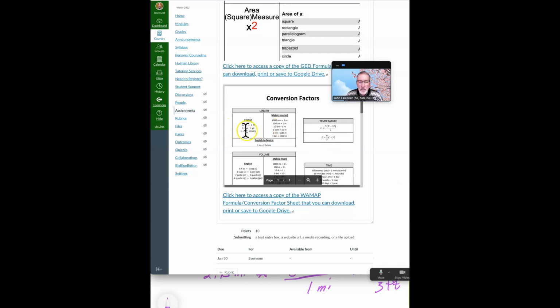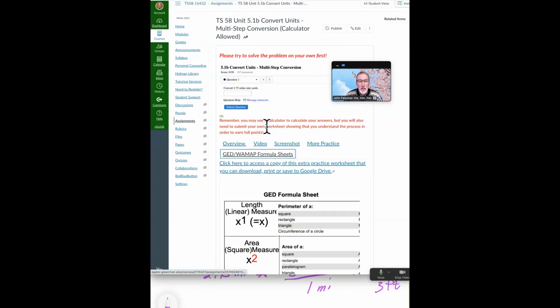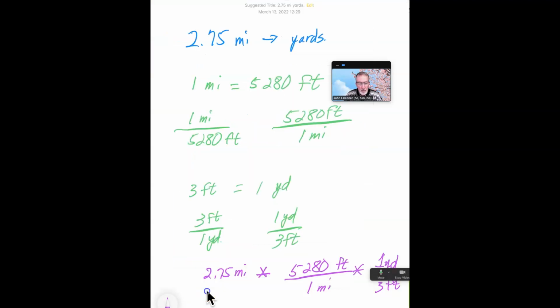So we have this conversion factor here. 12 inches is equal to 1 foot, 3 feet is 1 yard, 1 mile is 5,280 feet. So these are basically 12 inches is equal to 1 foot, so we can use that to convert to either inches or feet by writing it as a fraction. I've got the problem written out on my tablet. Let's take a look at the tablet.